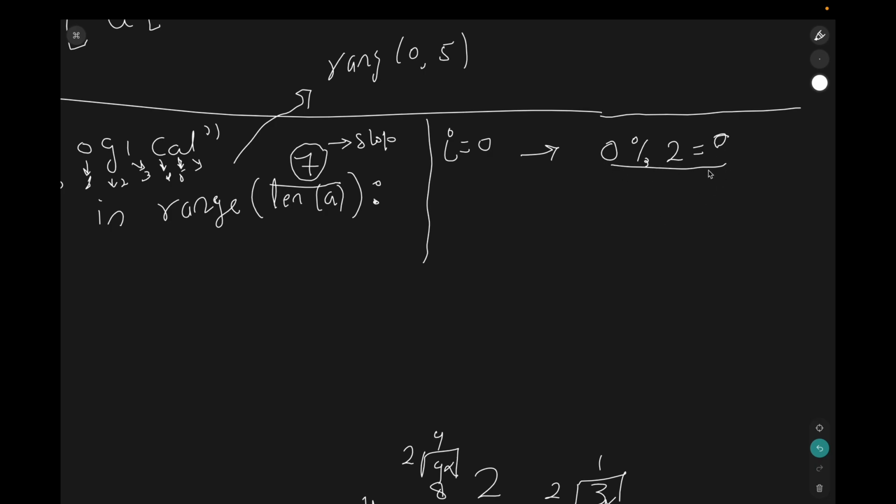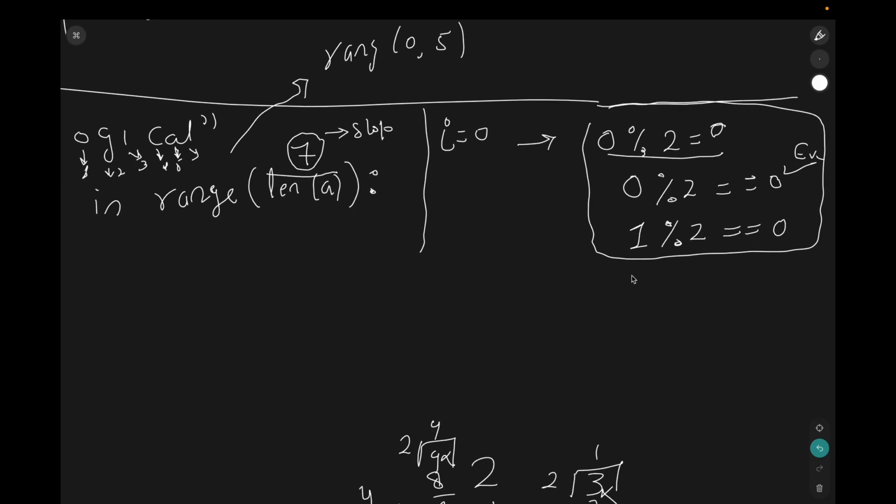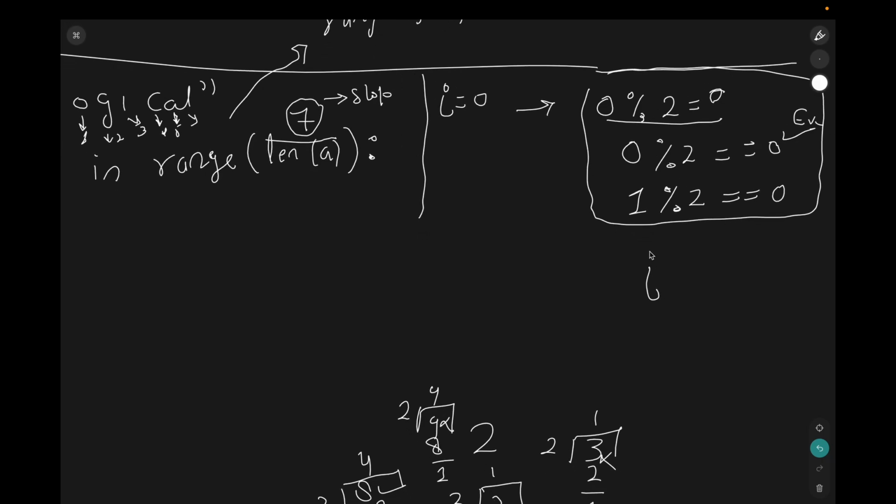So that means here I have to do the comparison. Can I say something like this? 0 modulus 2 is equal to 0, right? If it's equal to 0, then I can say that this is even, right? Similarly, I will say if 1 modulus 2 is equal to 0, if it is equal to 0, then I can say 1 is even, right? So that means before doing anything we'll be checking something like this. What is the condition we'll be checking? We'll be checking i modulus 2 is equal to 0 or not.